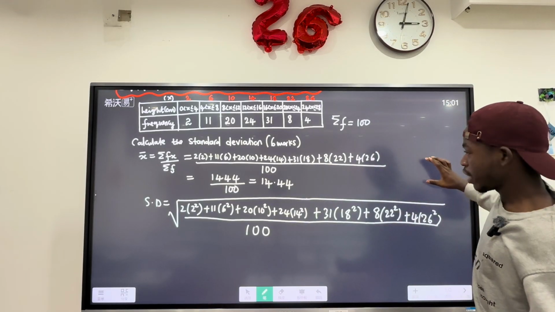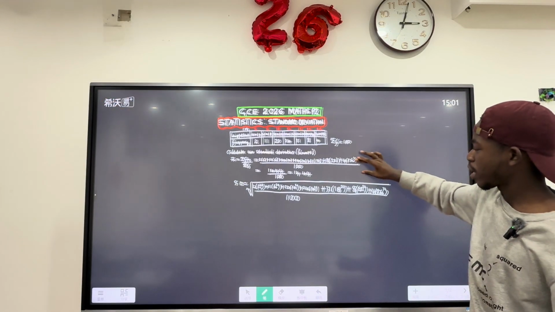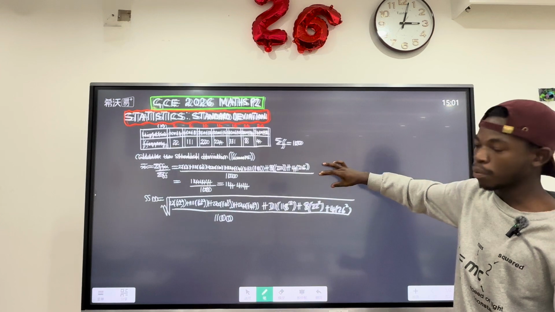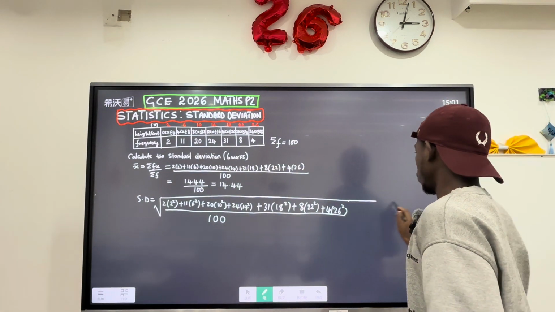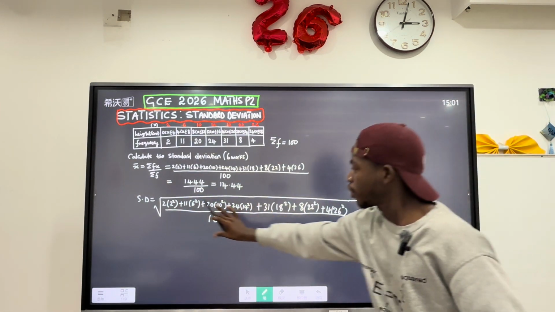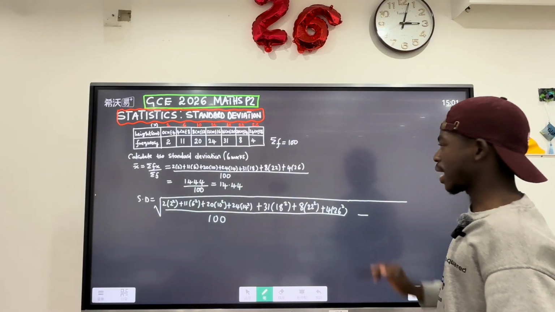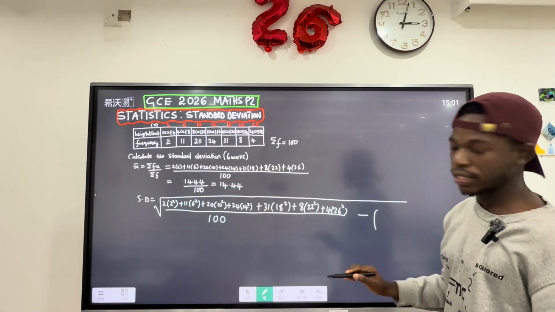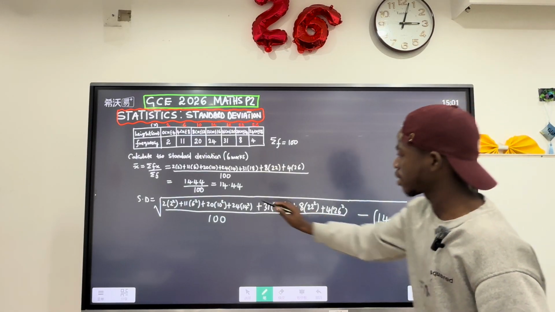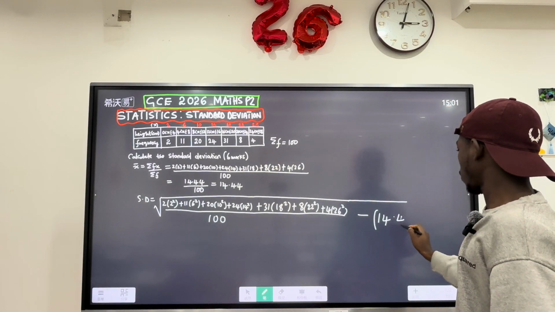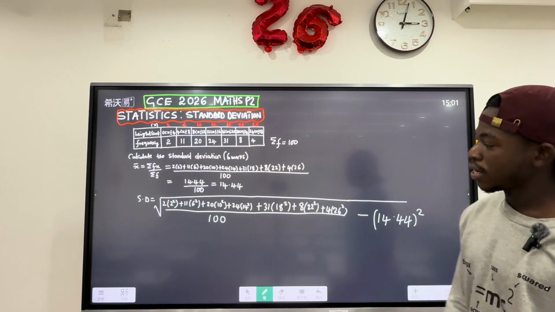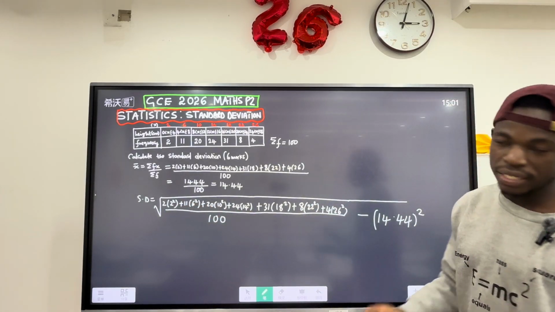Now, where do we put our mean? This is where the mean will do its job. Once we do this, whatever we get here, we shall say minus mean squared. So minus 14.44 squared, this is the mean. Then once we finish with this, that is our standard deviation.